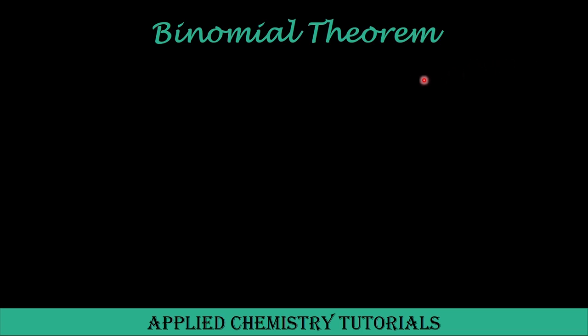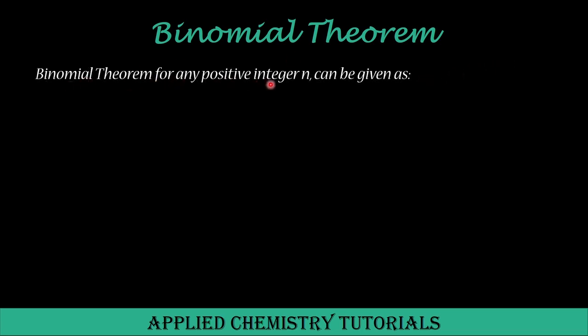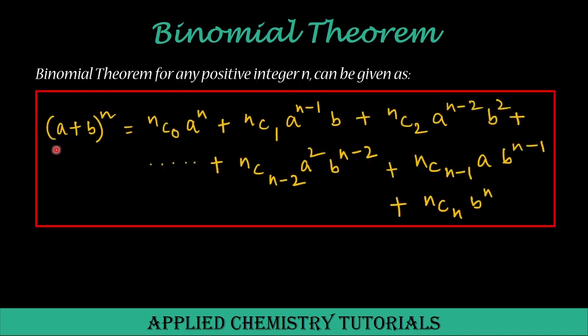As a quick recap, binomial theorem for any positive integer n can be given as (a + b)^n = nC0 a^n + nC1 a^(n-1) b + nC2 a^(n-2) b^2 + ... + nC(n-2) a^2 b^(n-2) + nC(n-1) a b^(n-1) + nCn b^n. We are going to use this formula in several problems as discussed in this video.